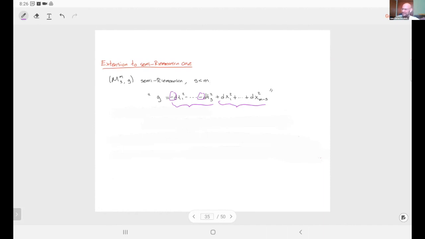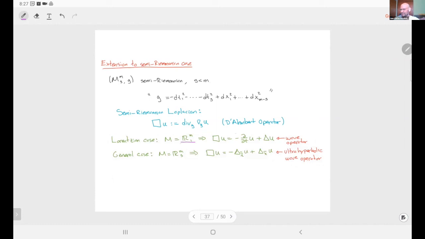What is important here? In the semi-Riemannian setting, we have a semi-Riemannian Laplacian. It's actually the same as the Riemannian Laplacian, the divergence of the gradient, but now it is called the D'Alembert operator. Why is it called like this? Because in the Lorentzian setting, the Laplacian is given by the wave operator. In the general semi-Riemannian setting, this Laplacian is a competition between two Laplacians: one in the time variables and another in the space variables. These are called ultrahyperbolic wave operators, and they are really complicated to handle.